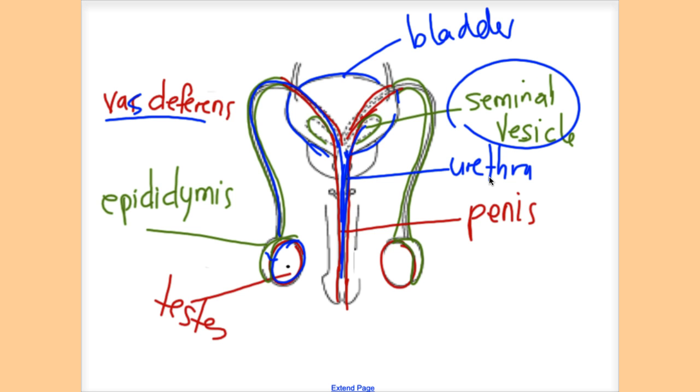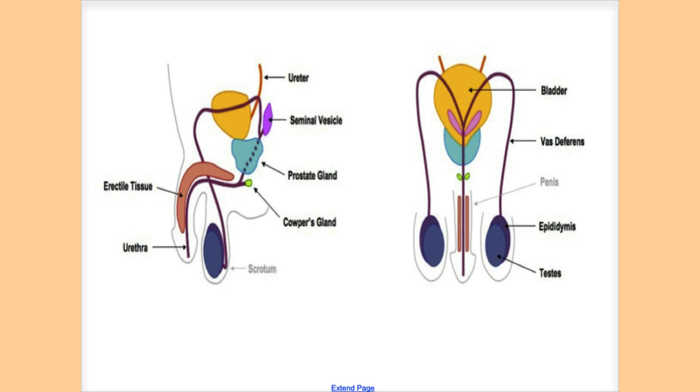The connecting organ is the bladder, which also deposits urine through the urethra for excretion. So the urethra serves a dual purpose: one for passing out the sperm and semen, and also for passing out urine, which is an excretory product that is stored in the bladder.